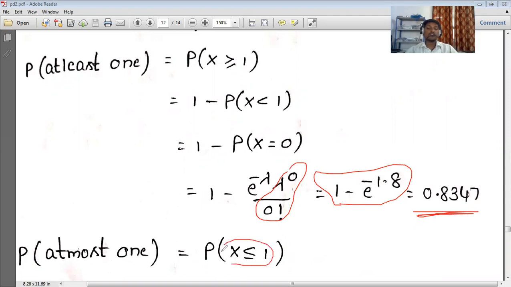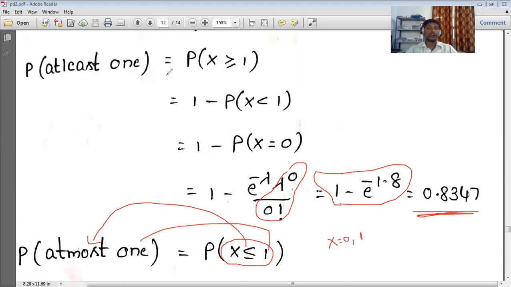And the second one, at most one accident on a national highway on any day, is P of x less than or equal to 1. So in place of at most we used less than or equal to, and 1 is 1. Okay, so P of x less than or equal to 1 means including 1. Simply we can calculate. Less than or equal to 1 means x is equal to 0 and x is equal to 1.